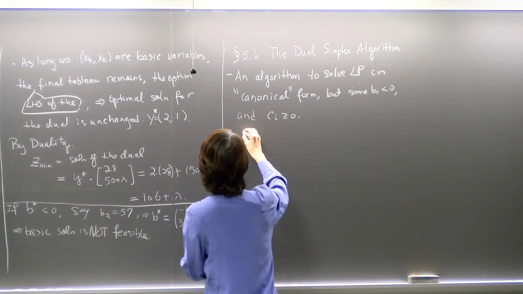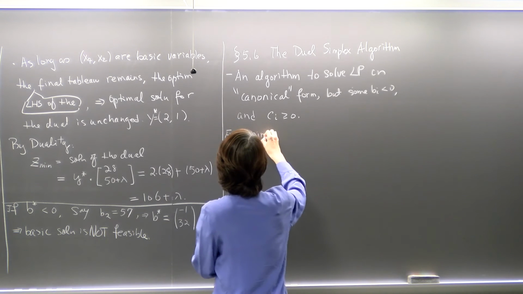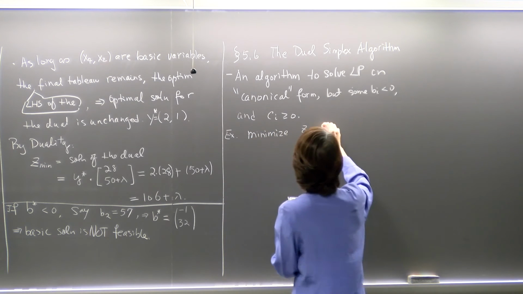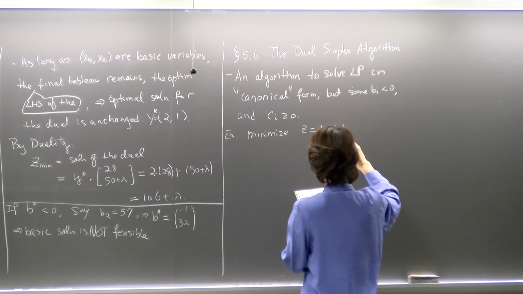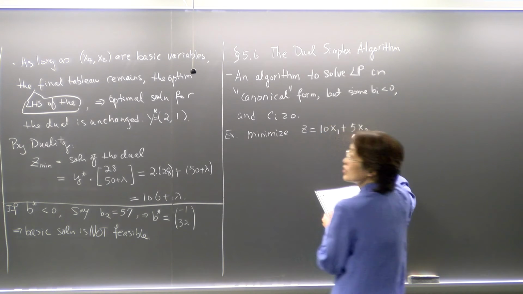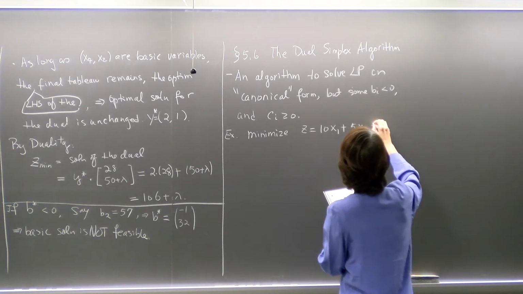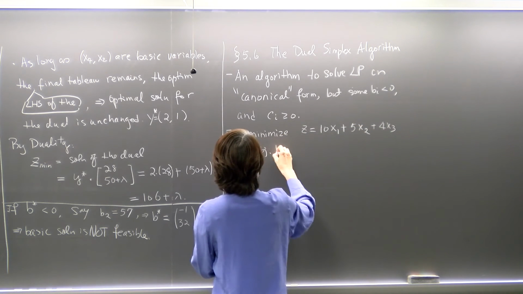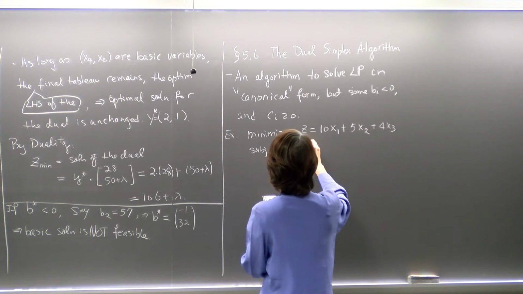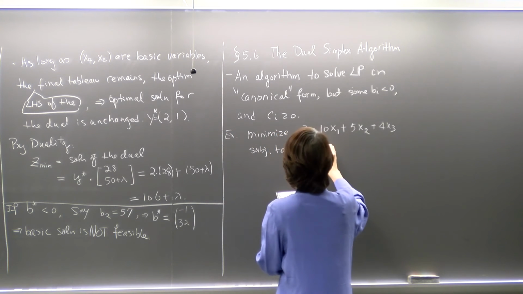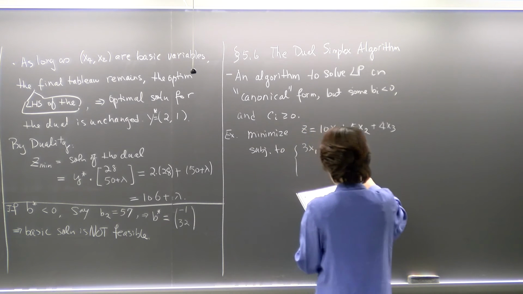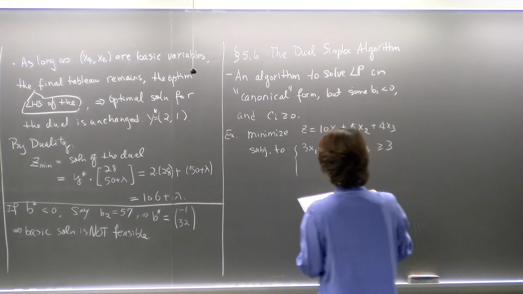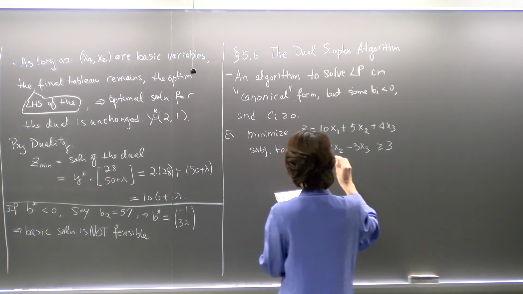Okay, so I'll take an example. So look at a minimizing problem. Minimize z equals 10x1 plus 5x2 plus 4x3 subject to, so fewer numbers.